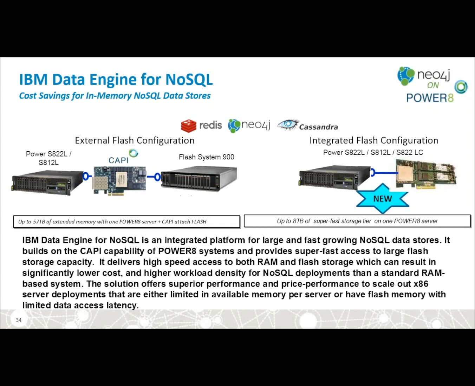So you can either have a CAPI-attached external flash configuration that can scale up to 57 terabytes, or you can use the integrated CAPI Flash that provides up to 2 terabytes on a single card, and with multiple cards that can be added on these servers, all the way up to 8 terabytes. This is what we view as a pretty big game changer for deploying a number of NoSQL databases, and Neo4j is a great option on this platform.